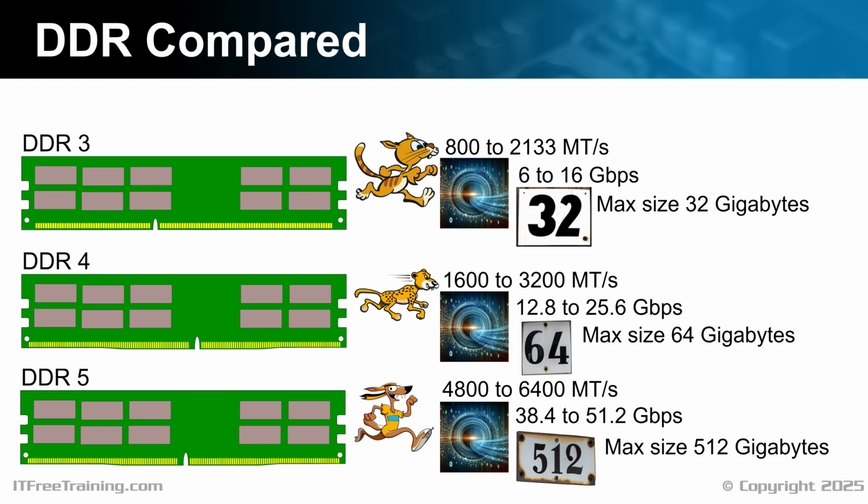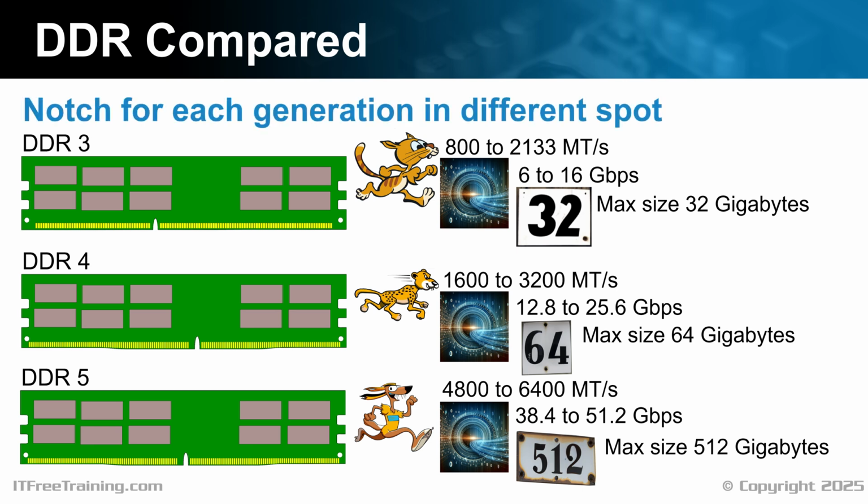Shown here are the different DDR generations that I've looked at in this video. You will notice that with each generation, the speed and capacity increased. You also notice that each memory module has a notch in it. With each generation, the notch is in a different spot. This notch prevents the memory module being put in the wrong slot or in the wrong way.